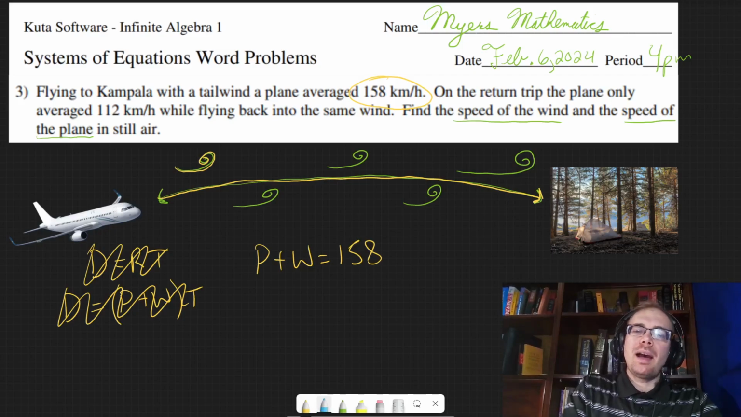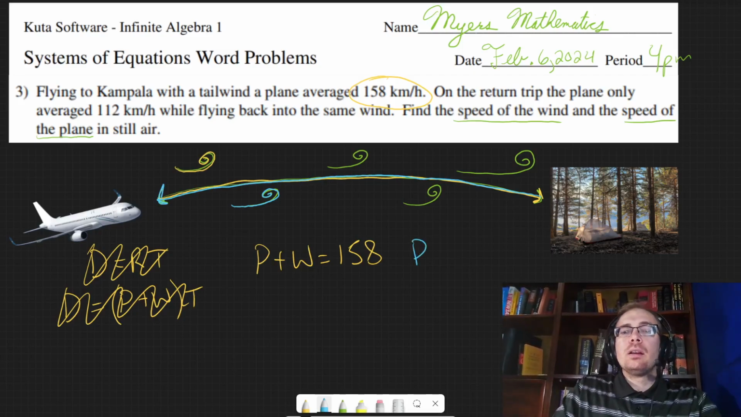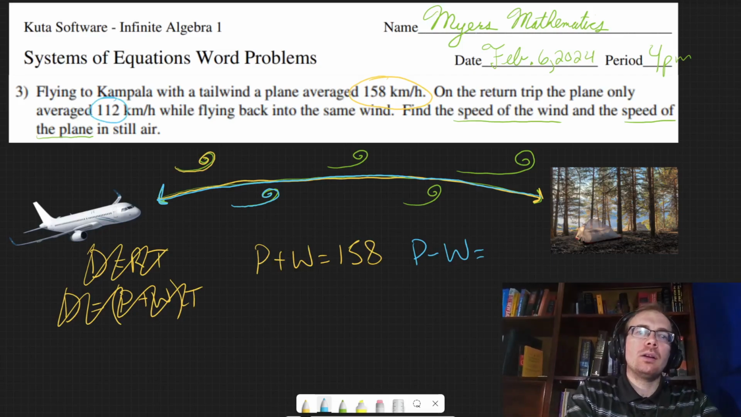On the way back, you'd be traveling against the same wind. So the wind is still traveling in the same direction. But if you're trying to figure out how fast the plane's going, it would be the plane going however fast it's going. Okay? But if it's traveling against the wind, then it would be minus the wind. And that would equal 112 miles an hour.